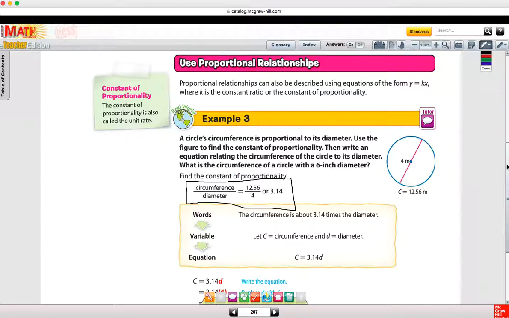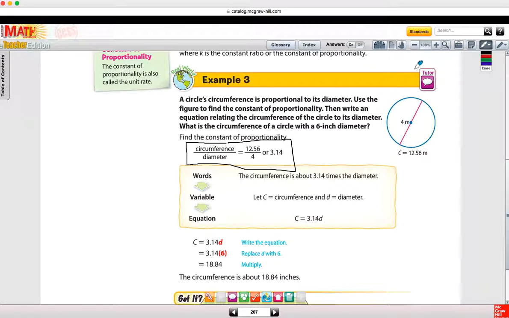Okay, so make sure you look through these examples and check out the video tutors that are associated with these examples if there's any part of that that you don't understand.